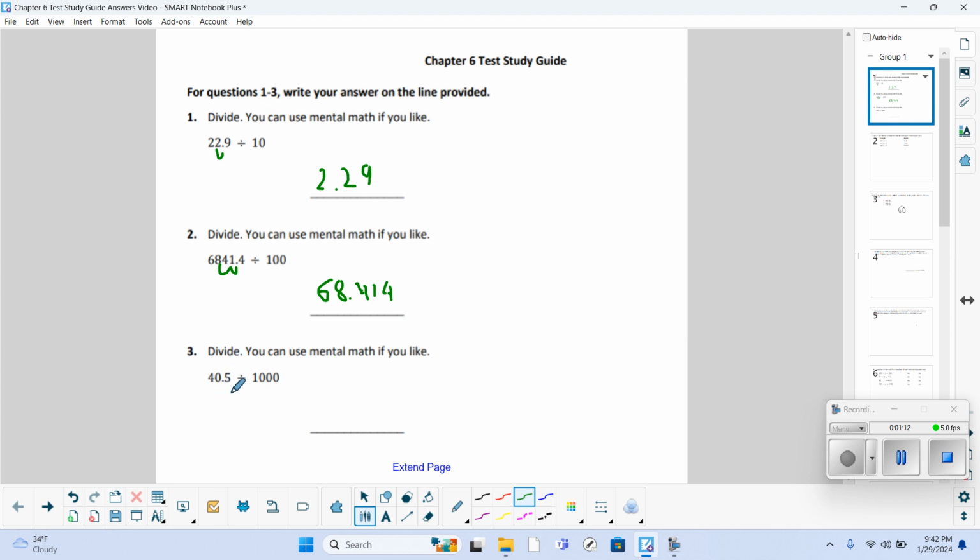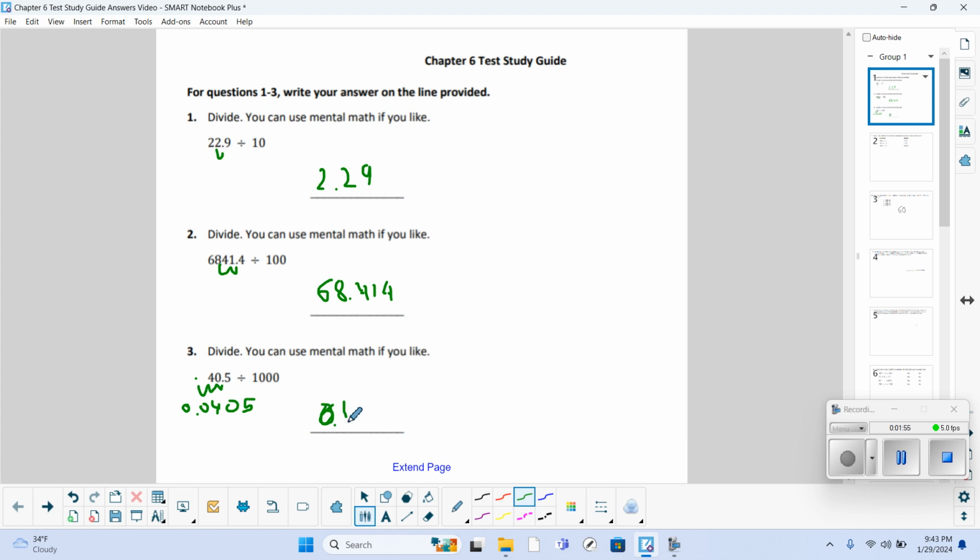The last one, 40.5 divided by 1,000. Once again, we're getting smaller, so it's a power of 10. So this would be 3 decimal places over. So this would be 1, 2, and we have to add in another 0. So the decimal place would go there. We'd have to put in a 0 in front of the 4. So 0, 4, 0, 5. Or better said, 0.0405.